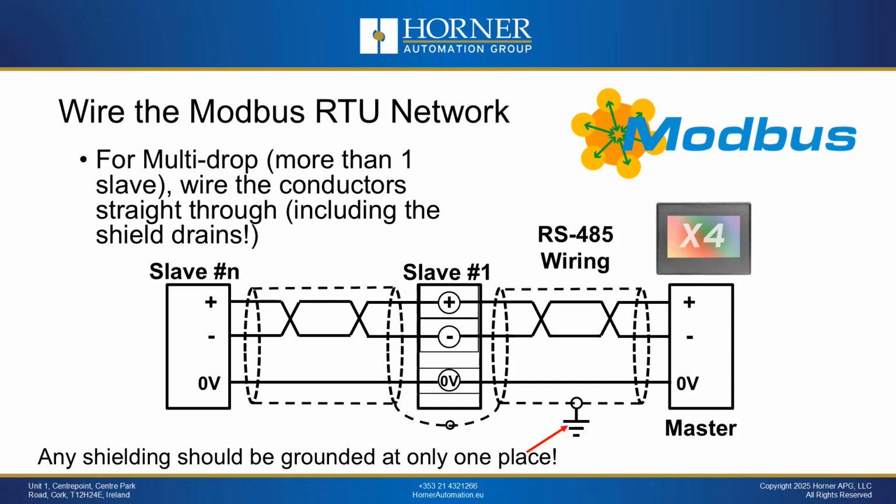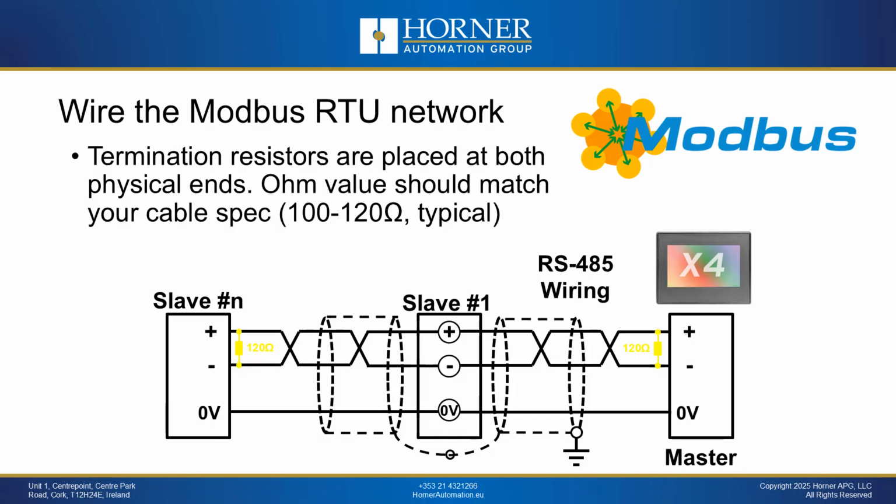And when you wire the network, you wire everything straight through: plus to plus, minus to minus, common to common. And when you have shielded wiring, you want to interconnect your shield drains so that you end up with a continuous shield on an entire network which is grounded at only one point.